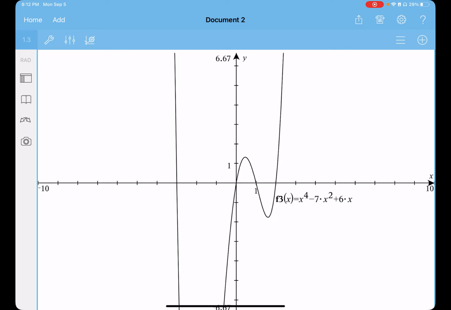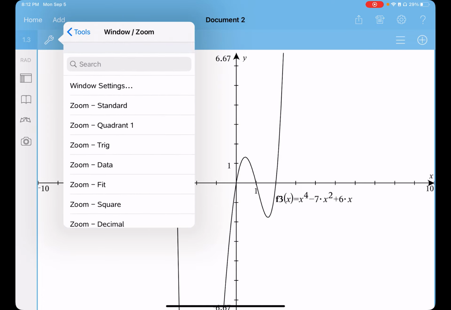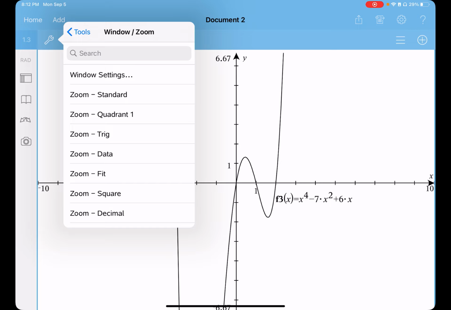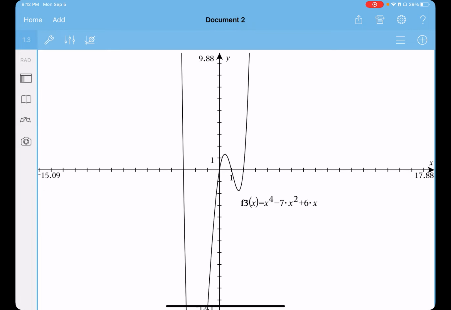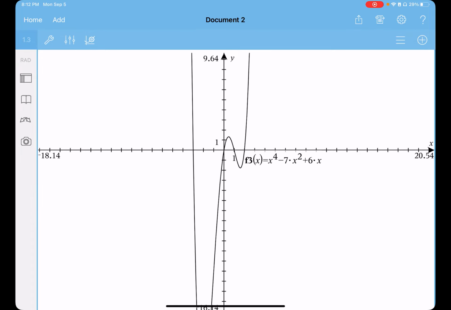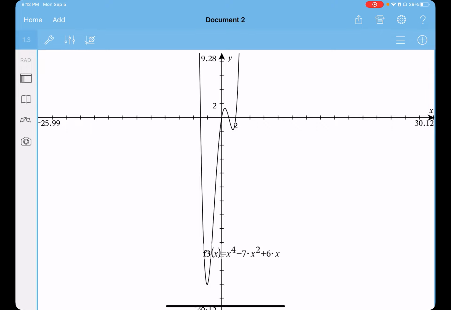Now, you can't see the whole graph, so what you have to do is do menu, zoom, and then zoom out. Mine is a little different because it's on the iPad, so I don't have the zoom out. All I have to do is pinch to go out, but on the calculators, you do menu, zoom, zoom out, and you keep zooming out until you see the bottom of the graph.